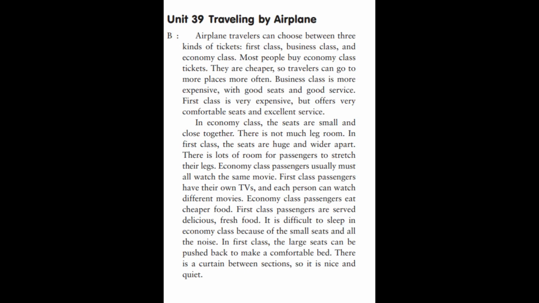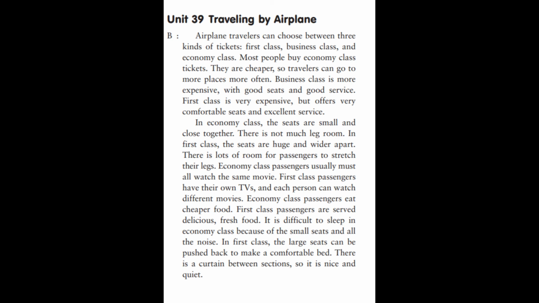Unit 39. Traveling by airplane. Airplane travelers can choose between 3 kinds of tickets: first class, business class, and economy class. Most people buy economy class tickets. They are cheaper, so travelers can go to more places more often. Business class is more expensive, with good seats and good service. First class is very expensive, but offers very comfortable seats and excellent service.